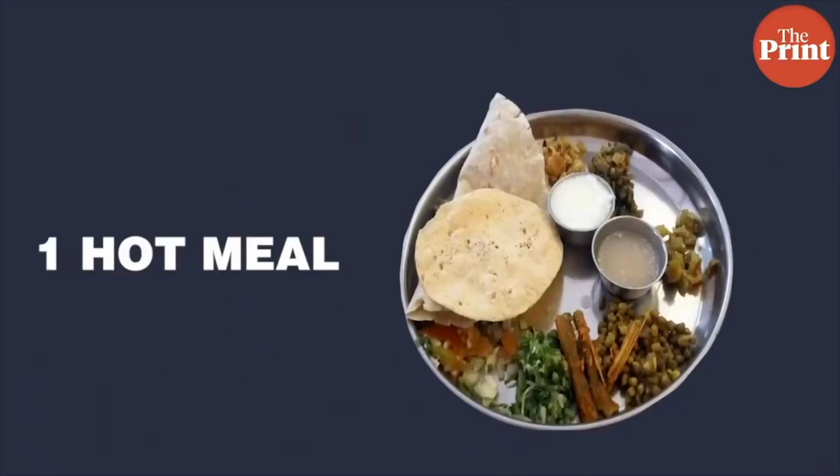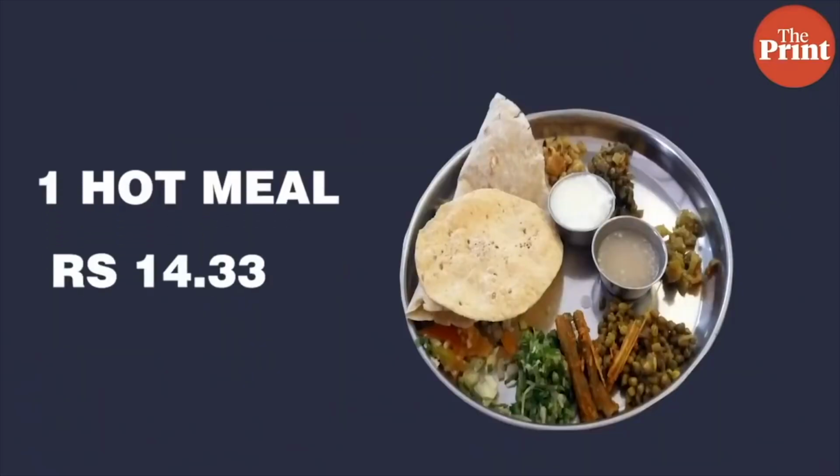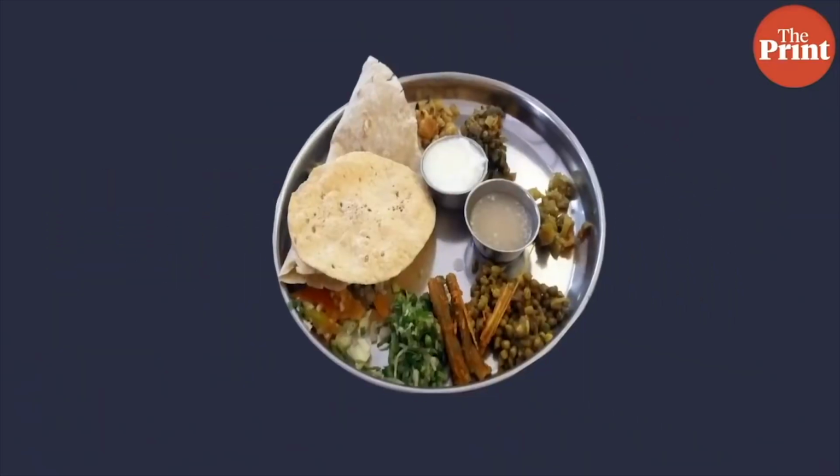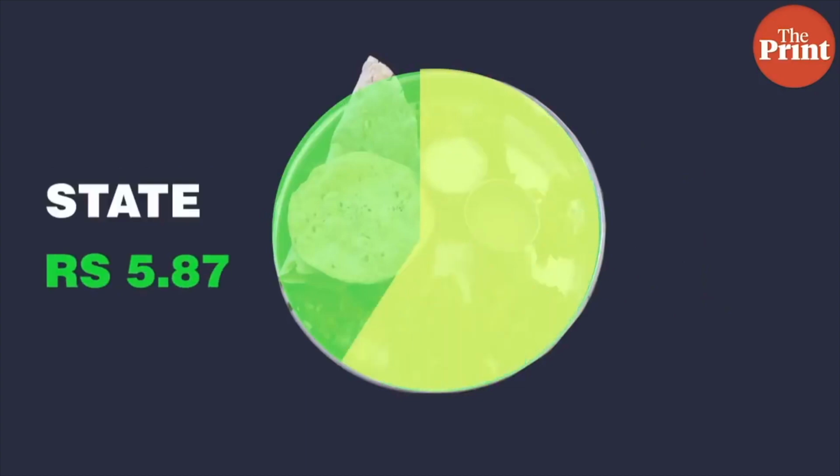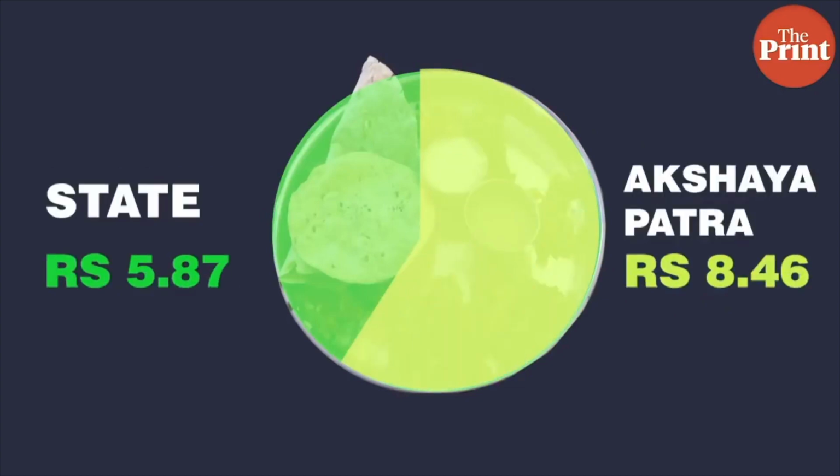In Karnataka, one hot meal costs rupees 14.33 per plate, of which 5.87 comes from the state government, while the remaining 8.46 rupees is raised by Akshay Patra through donations.